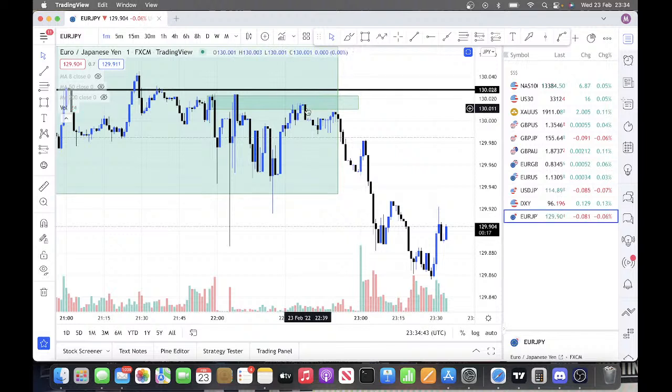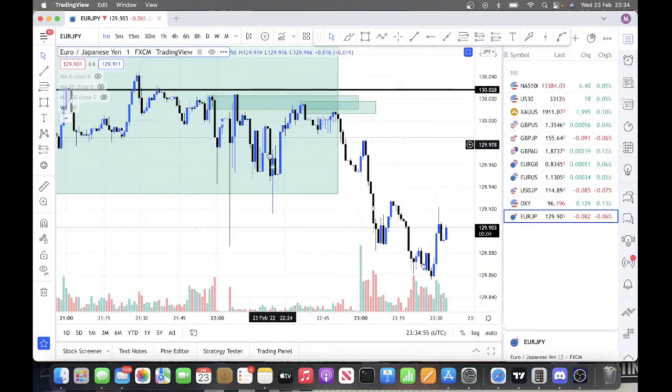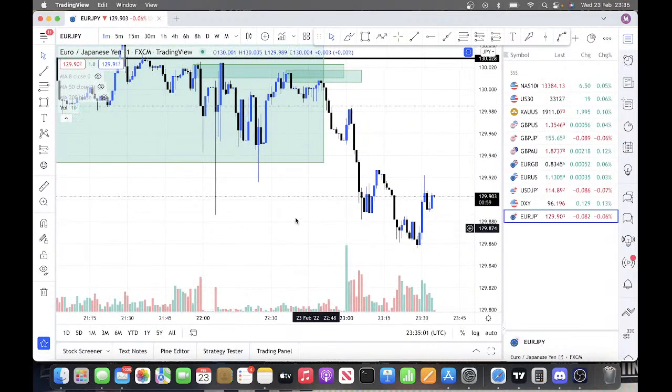That could have been your entry point, or for another confirmation, you see that push down, you see that break here, you see it come back up, retest this move here, and down it goes. So that could have been your first entry or your second entry, targeting down here again, or you see it reacts to that area, pushed up a little bit before pushing down. So that's what I'd have been looking for there.